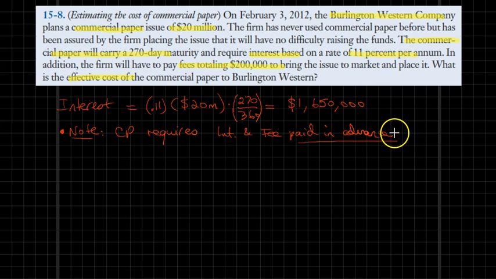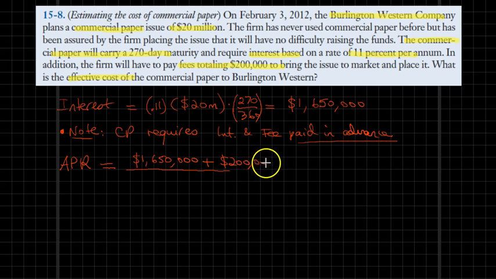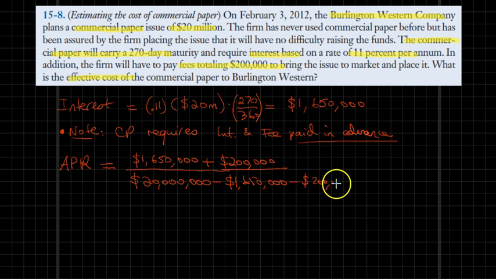Okay, so having said that, we can now go ahead and figure the effective cost, the APR, of this commercial paper issue. So the costs include the interest in the amount of $1,650,000 plus the $200,000 fee, and the principal we are borrowing is $20 million. However, because the interest and the fees are prepaid, we are just effectively borrowing this amount that we see in the denominator of this ratio.